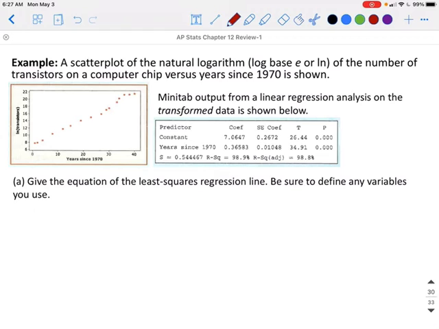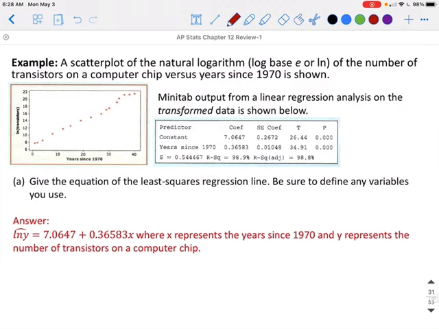A scatter plot of the natural log, or log base e, which we write as ln, of the number of transistors on a computer chip versus year since 1970 is shown. The Minitab output for the linear regression analysis of the transformed data is shown below. Give the equation of the least squares regression line. Be sure to define any variables that you use. Again, you can put the definition of the variables in directly, or you can write this as y and x and then define the variables separately.